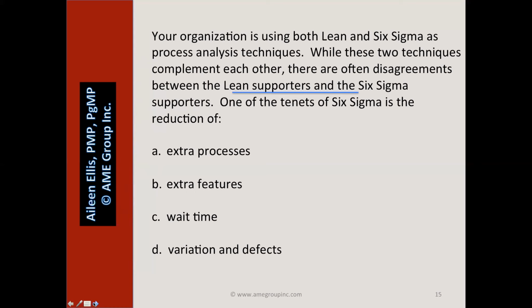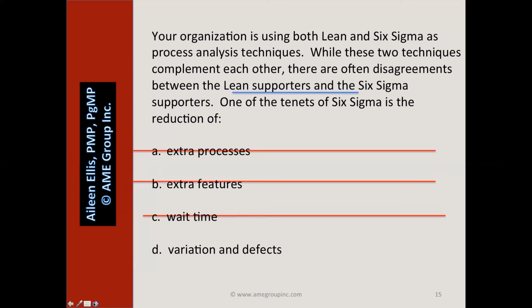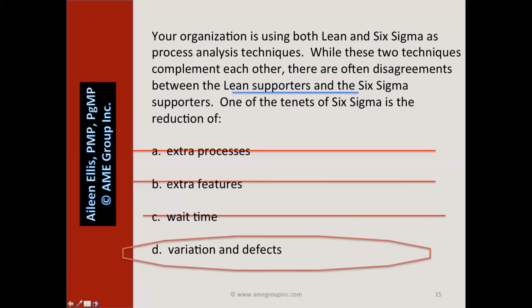Let's look at the other answers though. Extra processes, extra features, wait time. Do you know what these are related to? These are examples of 3 of the 7 wastes that we think about when we think about Lean. A, B, and C are related to Lean. D is the answer related to Six Sigma.